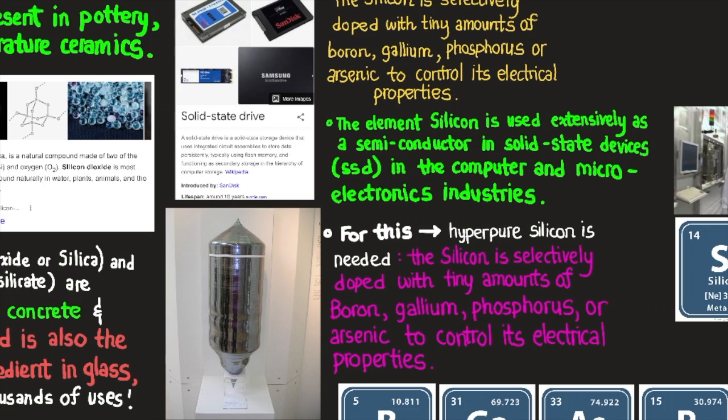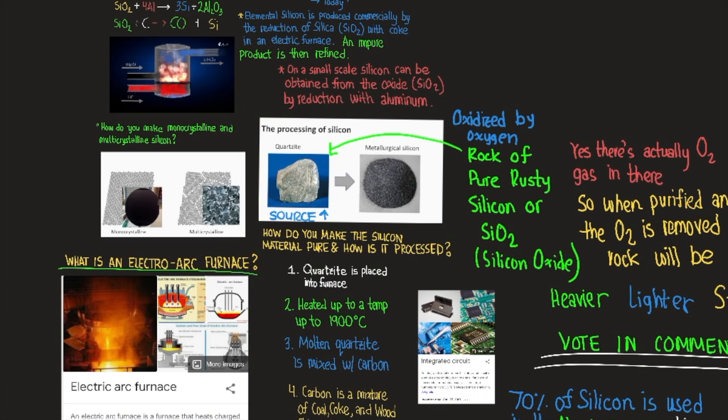electrical property. Let's continue. So I took notes on the whole silicon process and how it's purified and how it's made. So here we go. We're going to start with the whole process.